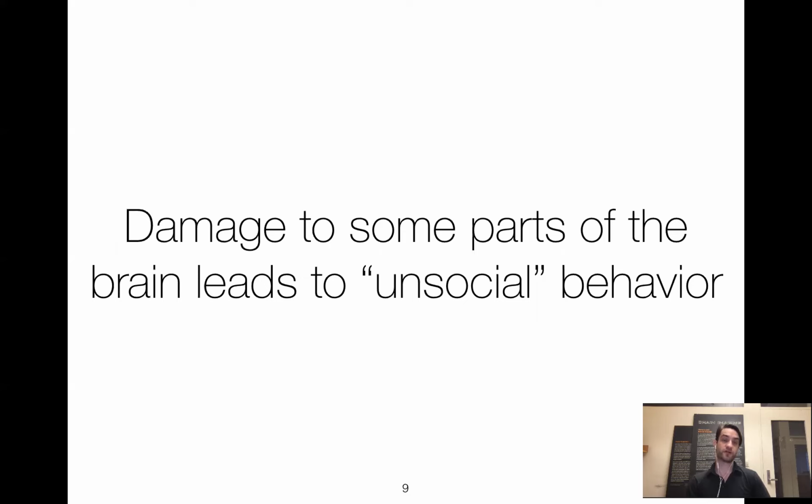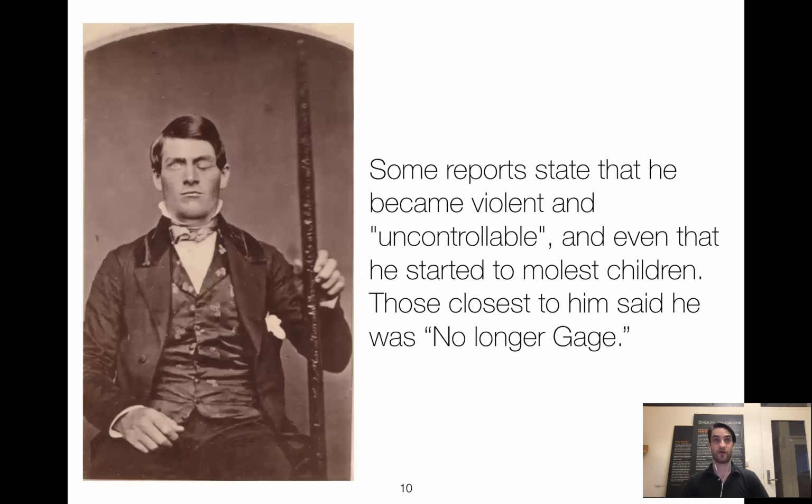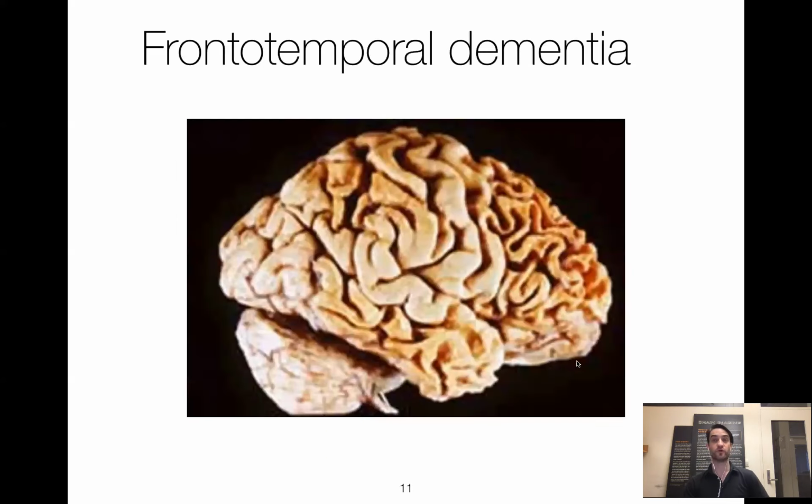And it turns out that for several years, neuroscientists have known that damage to certain parts of the brain does lead to aberrant, unsocial behavior. So way back at the beginning of the course, I think in the second week, we talked about how with Phineas Gage, once he damaged his frontal lobe, some people said that he became violent, uncontrollable, he molested children, and that those close to him said he was no longer Gage. People who experience frontotemporal dementia, which is a particular type of dementia that goes after the frontal cortex in particular, which we'll talk about the very last week of the course, in about 2 weeks from now, as they get older, their behavior becomes much more erratic and much more outside of the social norms.